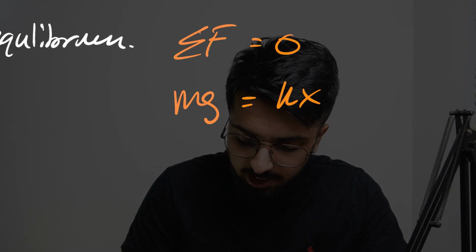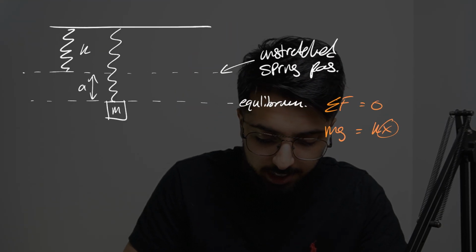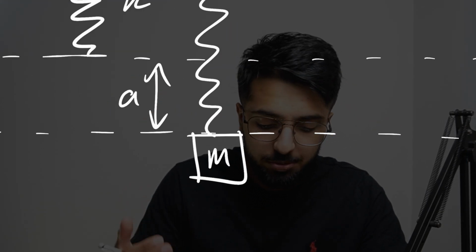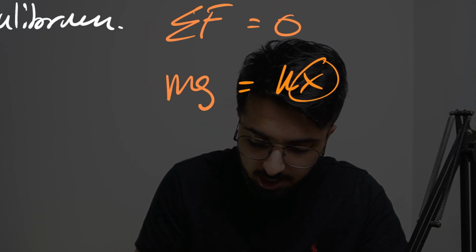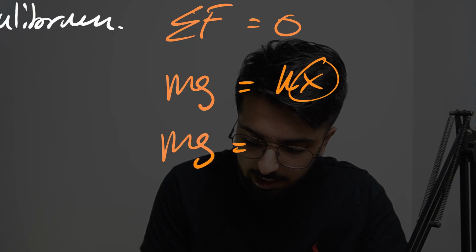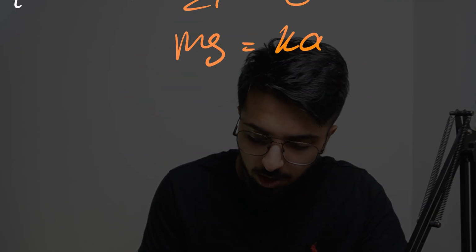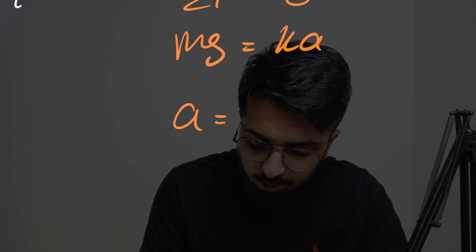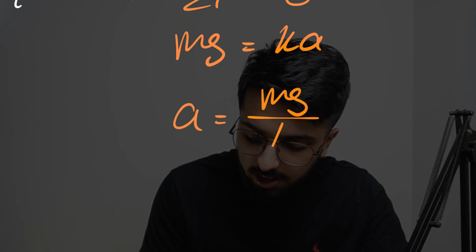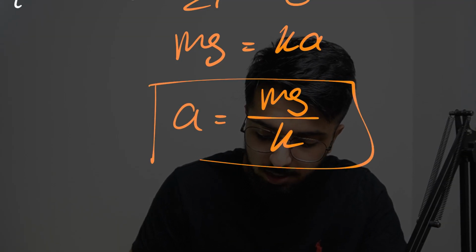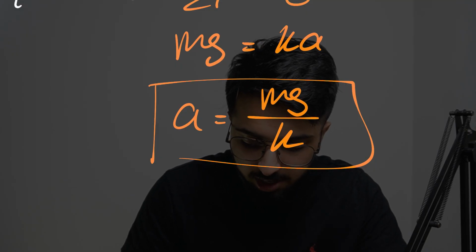However, in this case, x is not x, it is a, because that is what we call the displacement, so we can replace that, right? Mg is equal to ka. So we can get rid of that, move that up there. And so I'm going to write this out as a is equal to mg all over k, and you'll see why I have done that later on, okay? But for now, we'll just leave that there.